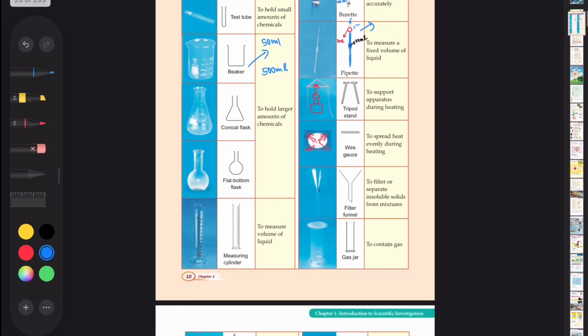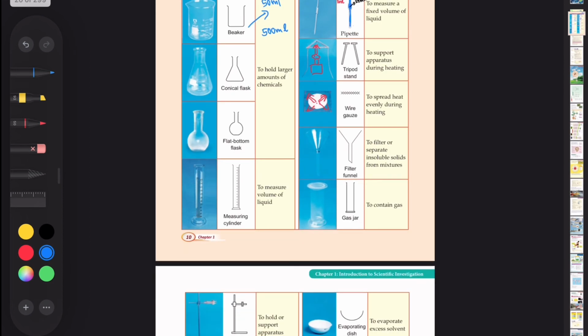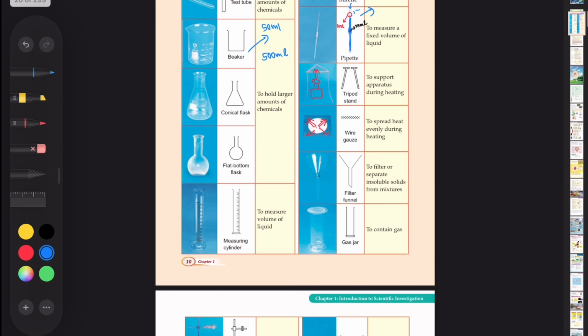Okay, next is the filter funnel. It will help to separate insoluble solids from mixtures. For example, if you have a lot of water here, and the water contains a lot of very fine pebbles and sand, and you place it in a filter funnel with a filter paper, you have to place a filter paper as well. If you place it with the filter paper, the liquid will be the only one that drops out, whereas the fine pebbles would stay up.